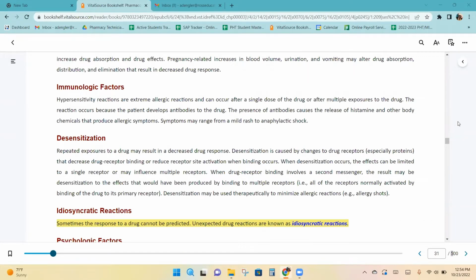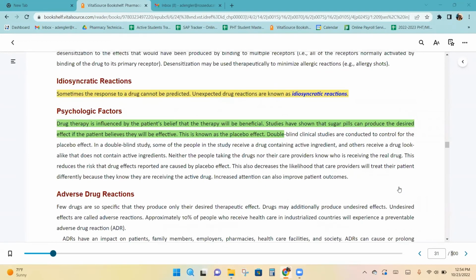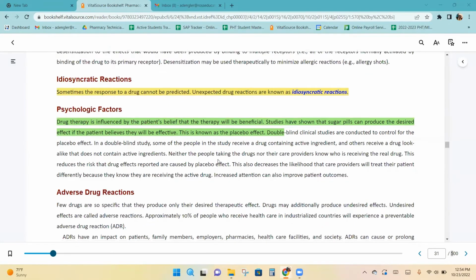Repeated exposures to a drug may result in decreased drug response. Desensitization is caused by changes to drug receptors, especially proteins that decrease drug receptor binding or reduce receptor site activation when binding occurs. Sometimes the response to a drug cannot be predicted. Unexpected drug reactions are known as idiosyncratic reactions. Drug therapy is influenced by the patient's belief that the therapy is beneficial. Studies have shown that sugar pills can produce the desired effect if the patient believes they will be effective. This is known as the placebo effect.